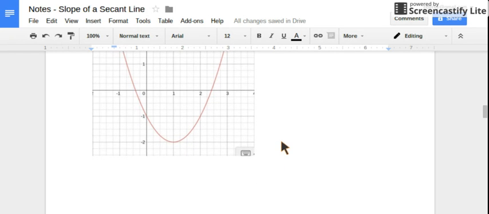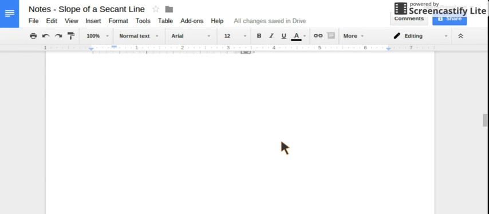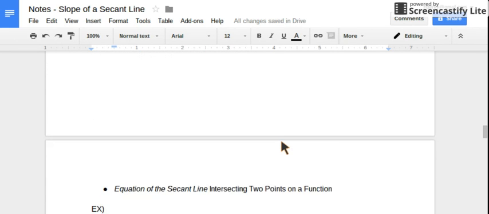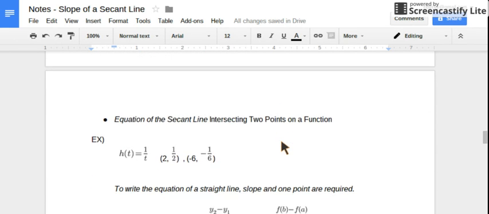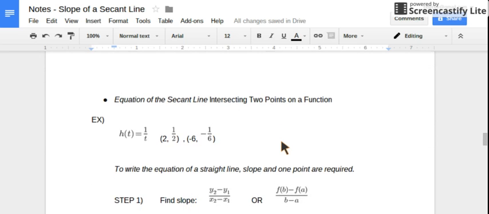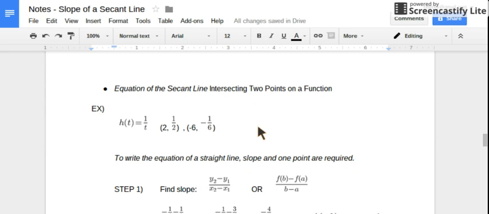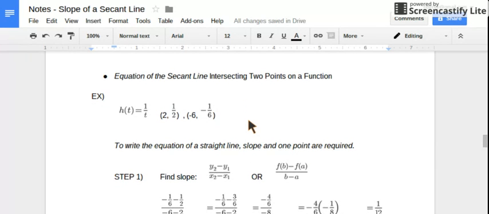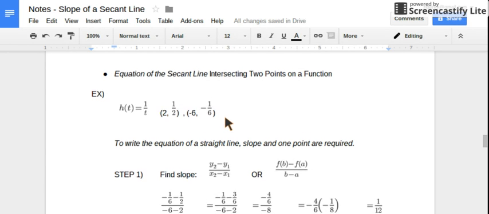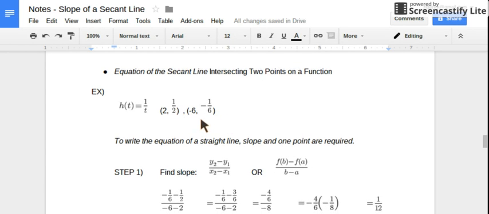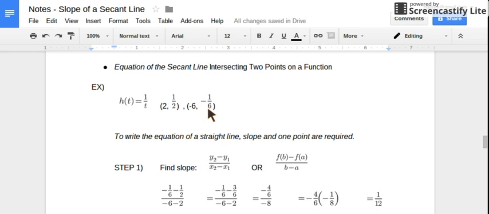So there's average value of a function, just using that average slope formula. If I can find the slope, and I know some coordinates on my graph, I can actually write the equation of a secant line. So if I'm given a function, and I'm given 2 points on that function, and I join them with a straight line, then I have a secant line. So we're going to find the equation of the secant line on this function at these 2 points.